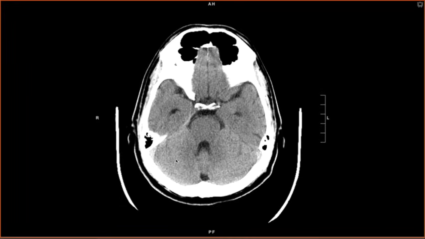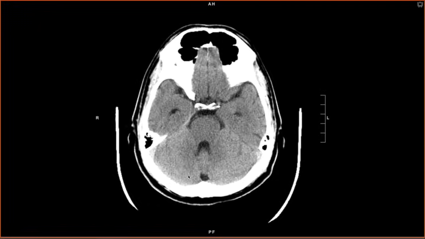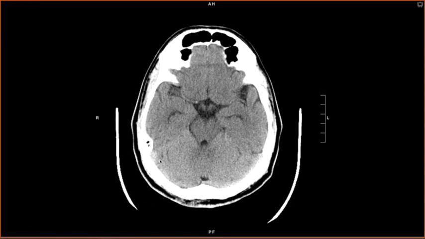Again, acute clot within these sinuses is going to show up as bright. Clot in the venous sinuses is known as venous sinus thrombosis. It can cause venous infarct. So you're going to look for an extra bright sinus.